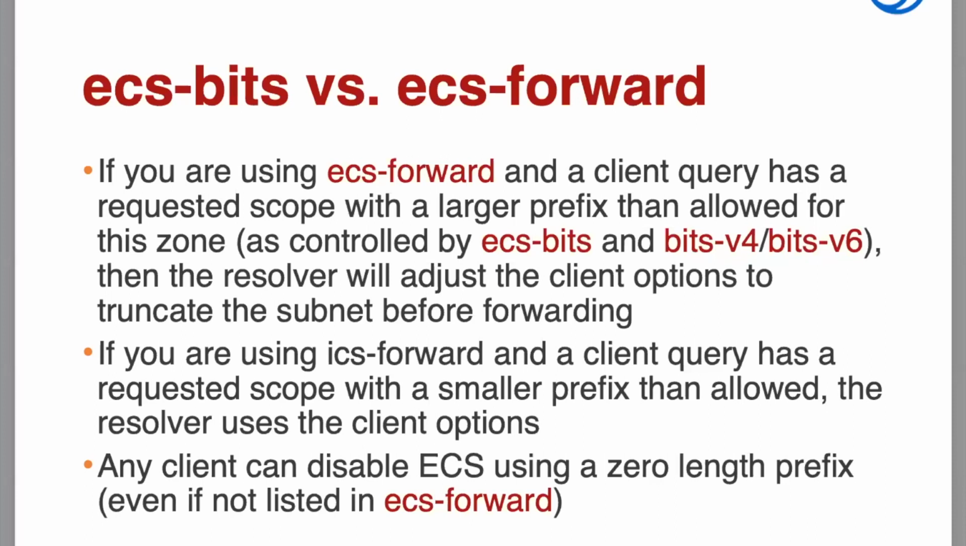And we have a typo. In fact, the entire time I was typing this, my tool wanted to use ICS rather than ECS. So in the second bullet point, excuse me, that should be ECS. So if the client query has a smaller prefix, so the client said, I only want to use 16, but you allow up to 24, well, we will use what the client has sent. And then again, I'm re-emphasizing that any client, even one not listed in ECS forward, can use a zero length prefix in ECS options to say, don't do ECS for me, please.